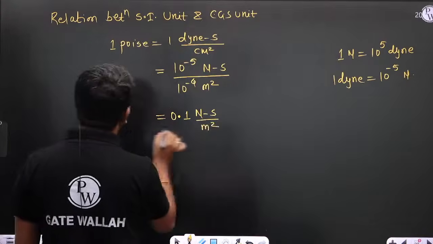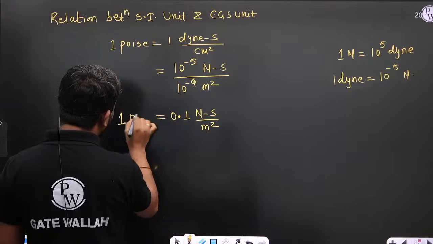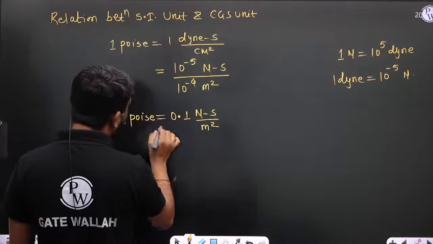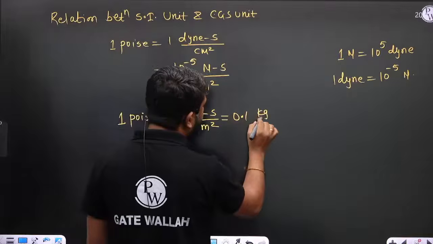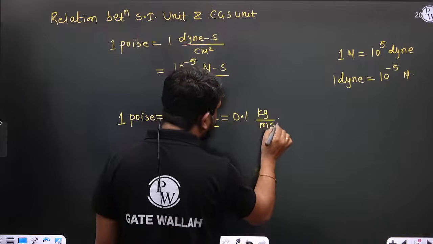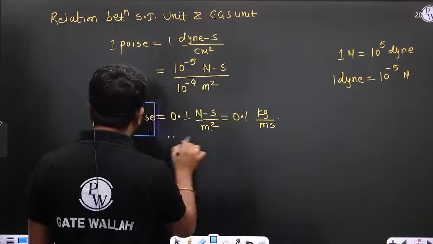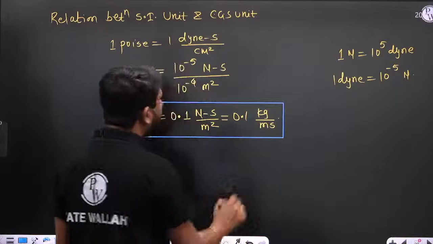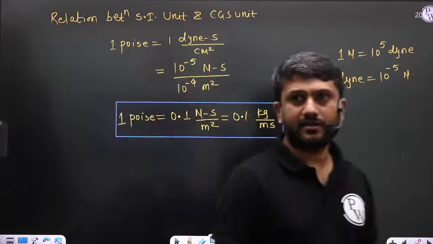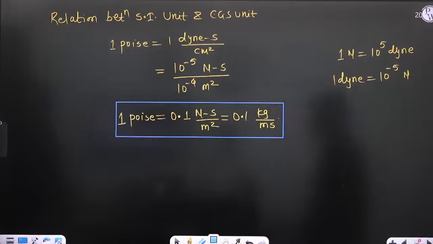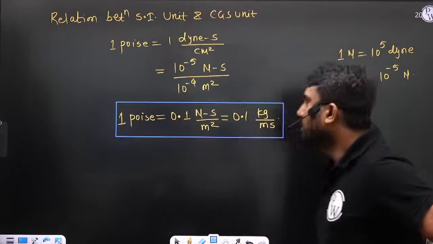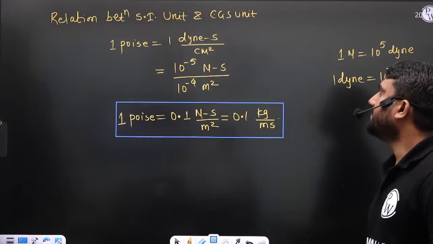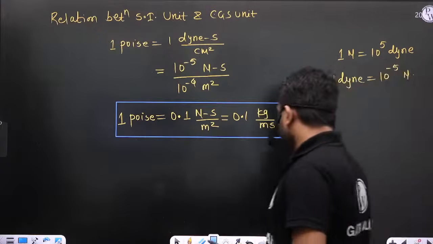So 1 poise is equal to 0.1 Newton second per meter square, or 0.1 kg per meter second. So this is a very, very important relation. You must remember this relation, that 1 poise is equal to 0.1 Newton second per meter square, or 0.1 kg per meter second. Fine.